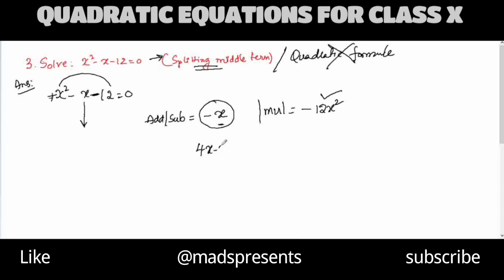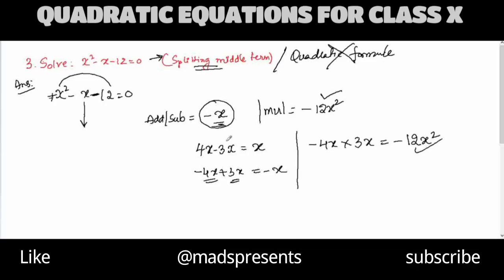4x minus 3x is simply 1x, but I need to get minus x. Just interchange. So minus 4x plus 3x will give you minus x, which is matching my middle term. And multiply the same numbers, minus 4x into 3x, we get minus 12 x square, plus into minus. Perfect matching. So I can split my minus x as minus 4x plus 3x.